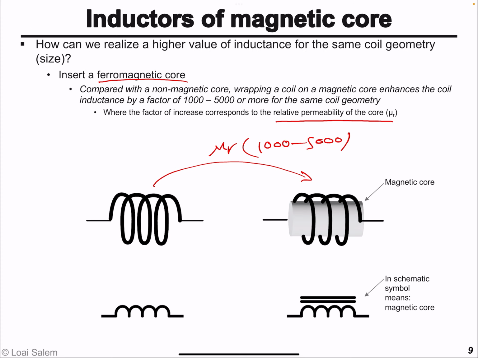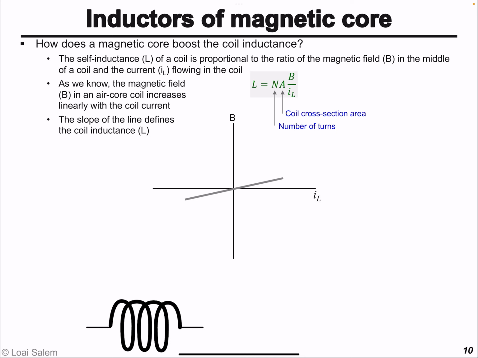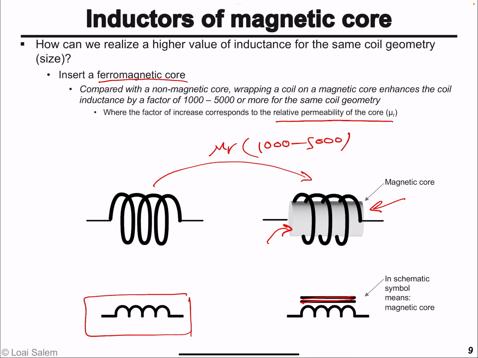So why does this happen? Before exploring the reason, I'd like to point out that for an air core inductor, the schematic symbol is just a coil. For a coil or solenoid with a ferromagnetic core inside, its symbol adds these two parallel lines, which indicate it has a core inside. So why, when we bring the same coil, the same geometry, the same size, and insert a ferromagnetic material inside, is there a dramatic increase in the inductance?